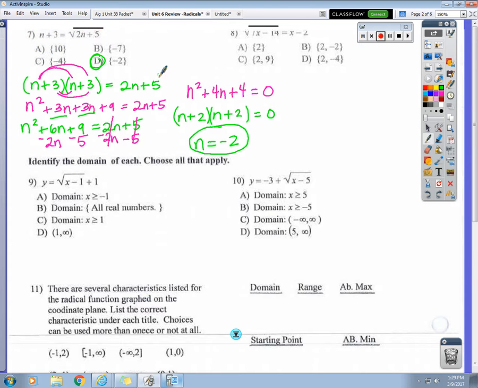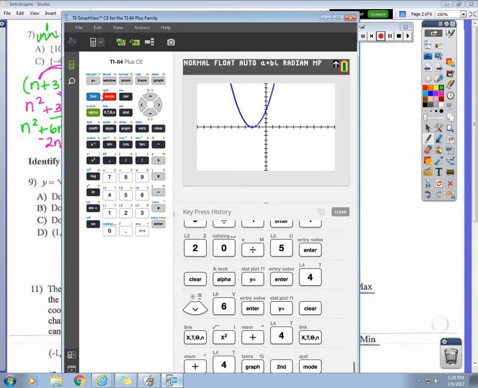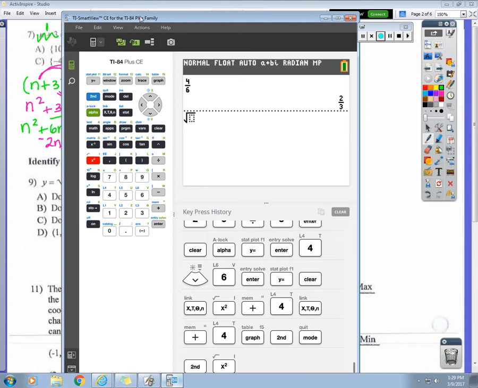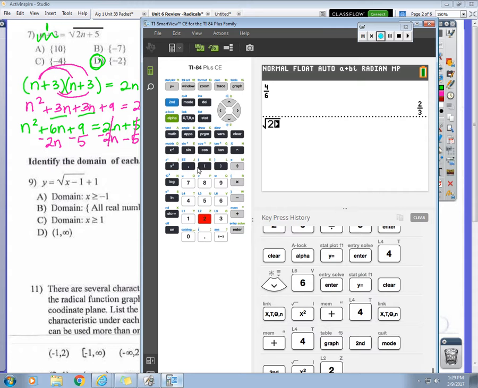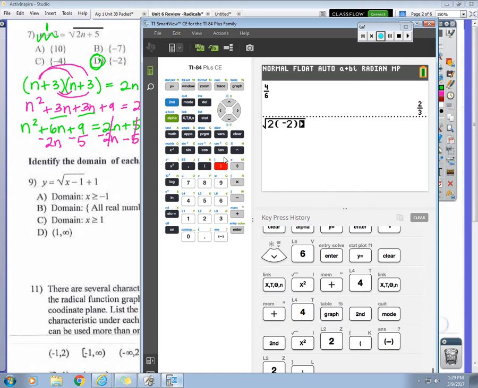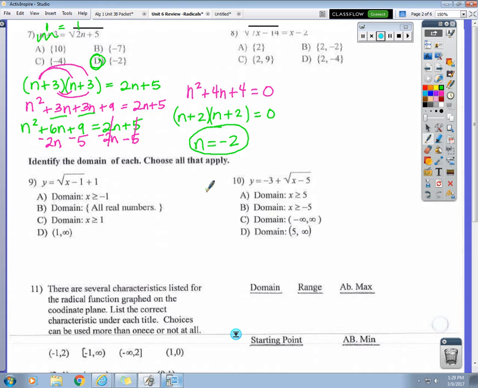If I plug in a negative 2 on this side, what's negative 2 plus 3? 1. If I plug in a negative 2 right here, I'll just type it in. The square root of 2 times n, which we're saying is negative 2, plus 5 equals 1. 1 equals 1. Is that a true statement? So that means we did it right. Negative 2 is the right solution.